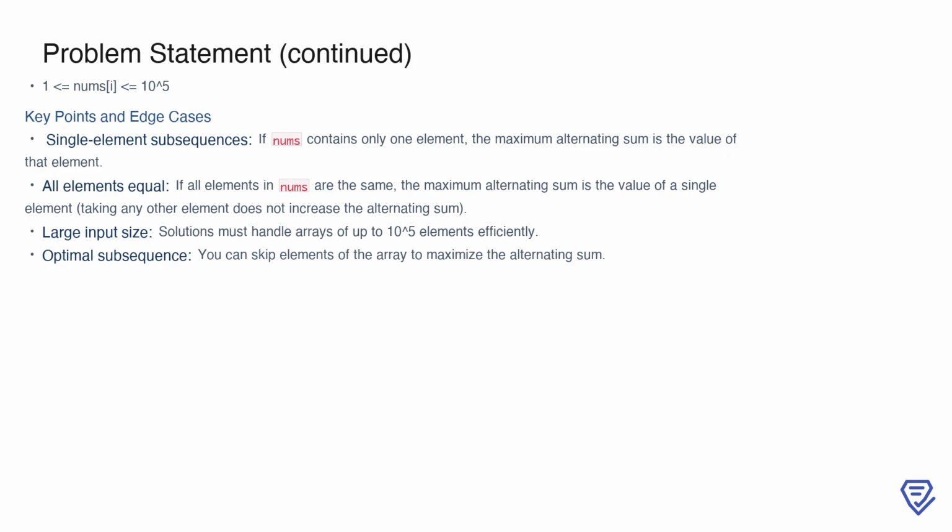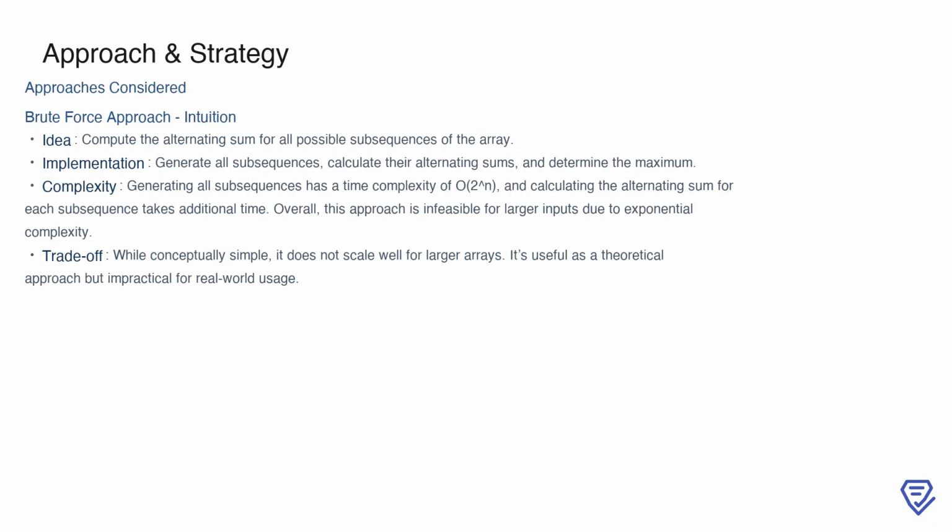Another critical consideration is efficiency. Since the input array can have up to 10^5 elements, our solution must be designed to handle this size efficiently. Finally, remember that you have the freedom to skip elements in the array to form an optimal subsequence. This flexibility is key in achieving the maximum alternating sum, and the challenge lies in determining the best way to make these selections. To begin, let's explore the brute force approach to solving this problem.